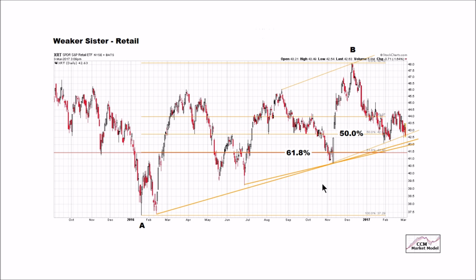Not all of them. XRT is at a loss right now. We already sold half of the position. Why have we not sold the other half? We can see XRT, for the most part, is still in an uptrend. It's making a series of higher highs. This high is higher than this high. This high here is higher than this high. And a series of higher lows. A higher low, and so far, a higher low.